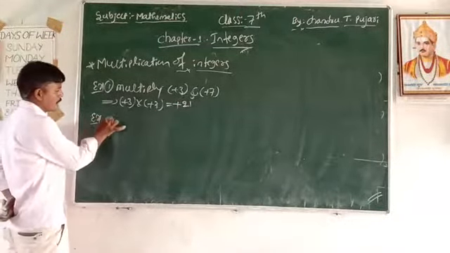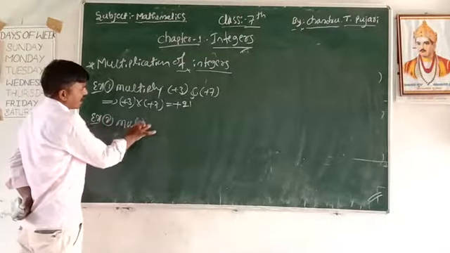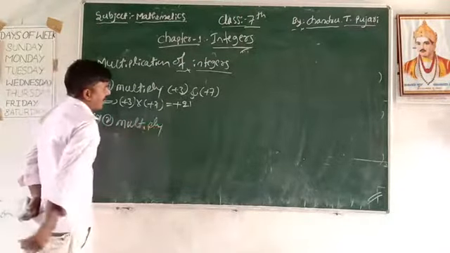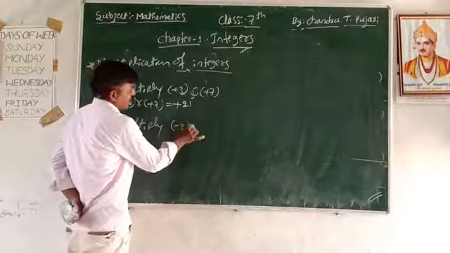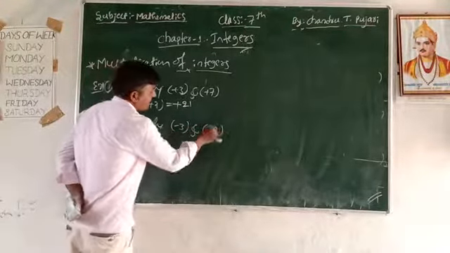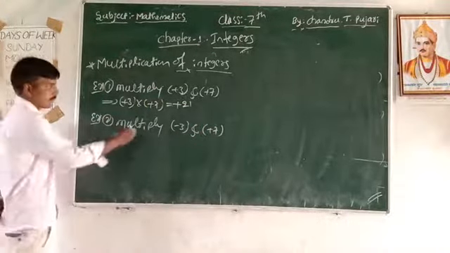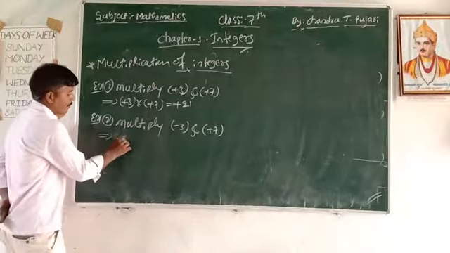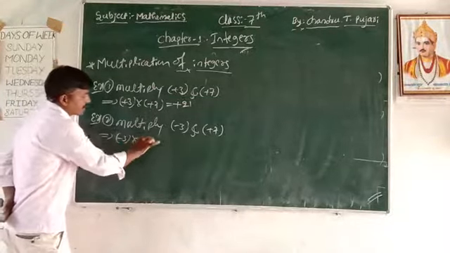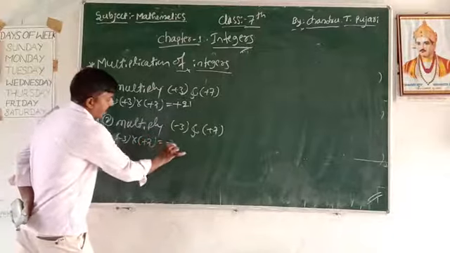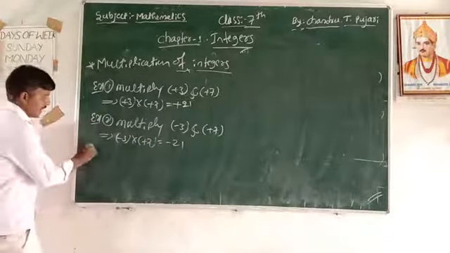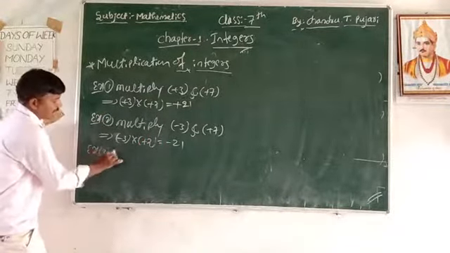Example number 2, multiply minus 3 and plus 7. This is the multiplication rule, the second rule. Therefore, minus 3 into plus 7 is equal to minus 21. Example 3 is also the same.